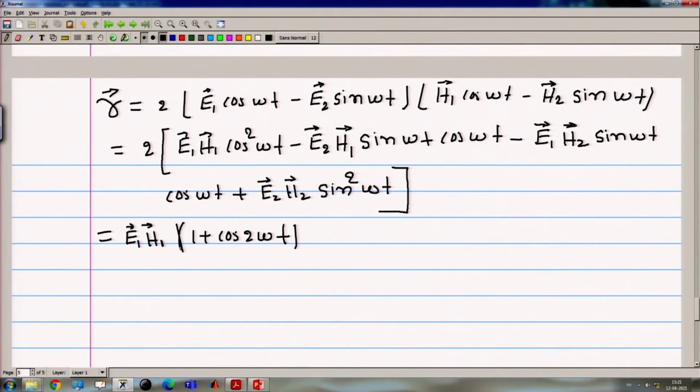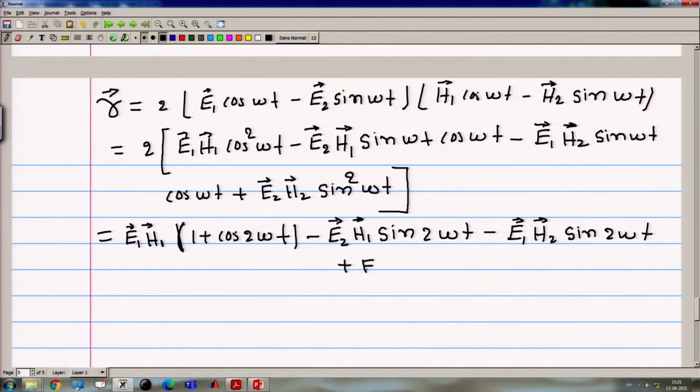So, this will be, this is only for this, minus E2 H1 sin 2 omega t, minus E1 H2 sin 2 omega t, plus, for this term 2 sin square omega t, 1 minus cos 2 omega t, E2 H2 (1 minus cos 2 omega t).